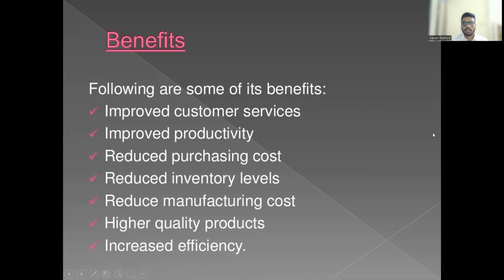Benefits. Now, what are the benefits of MRP? Following are some of its benefits: improved customer service, improved productivity, reduced purchasing cost, reduced inventory levels, reduced manufacturing cost, higher quality products, increased efficiency. So basically it helps in optimum use of resources and improves customer service. These are the benefits of MRP.